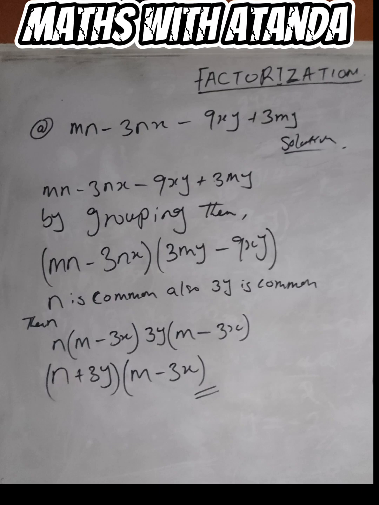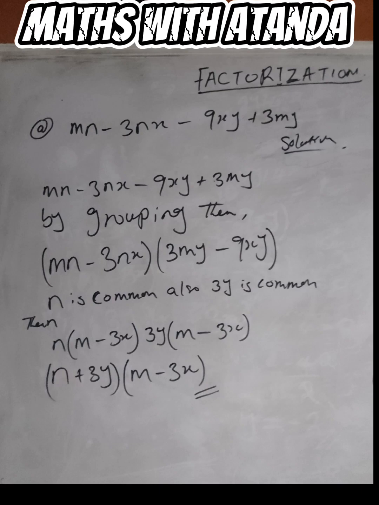When we are introducing normal brackets, we have the bracket mn minus 3nx, and another bracket 3my minus 9xy. If you look at the first bracket, n is common, which we factor out by saying n outside the bracket, then in the bracket we have m minus 3x remaining. In the second bracket, 3y is common. We factor it out, and what is left in the bracket is m minus 3x.